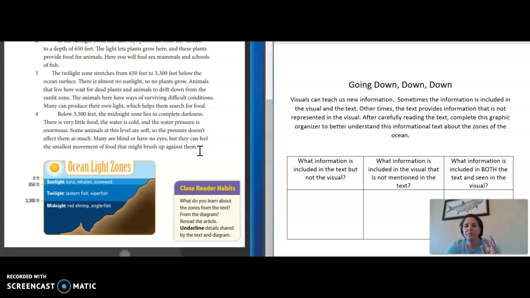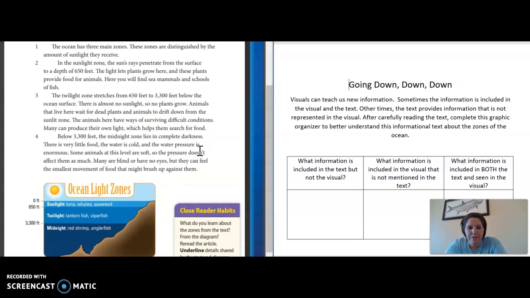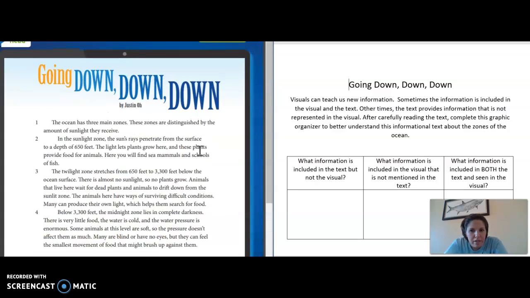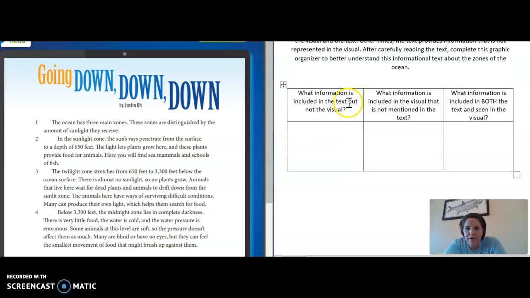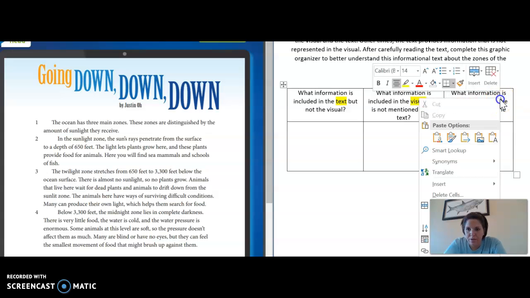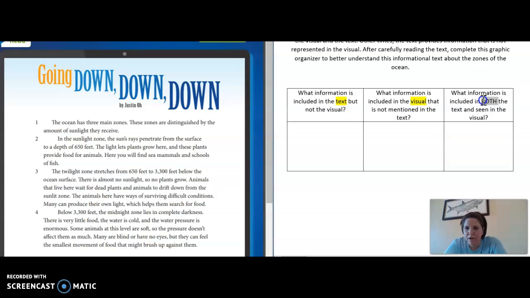We learned after completing this graphic organizer, hopefully, that sometimes we learn information just in the text. Sometimes it's information that's just in the visual, and sometimes there's information that we can see and read, and it's provided in the text and the visual. So today I'm just going to briefly discuss the graphic organizer that you completed yesterday. We can see that we have three different columns here: information from the text only, information from the visual only, and information that came from both.